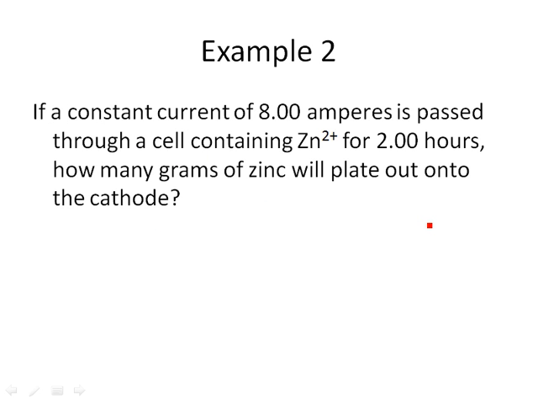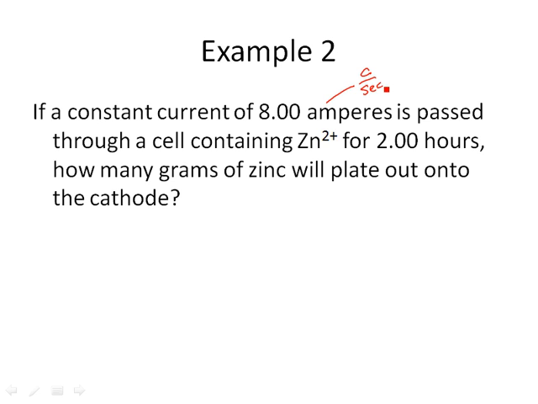All right, example 2. A constant current of 8 amps. What am I thinking when I see amp? Okay. 8 coulombs per second is passed through a cell containing zinc plus 2 for 2 hours. How many grams of zinc will plate out onto the cathode? So we need to go from amps all the way to grams. So the first thing we're going to do is amps times seconds.